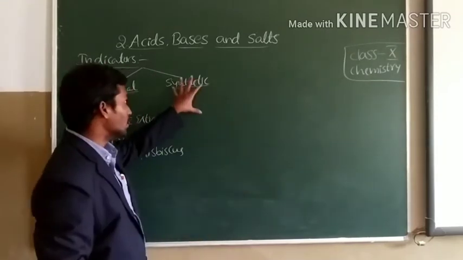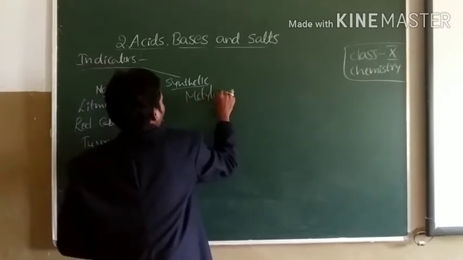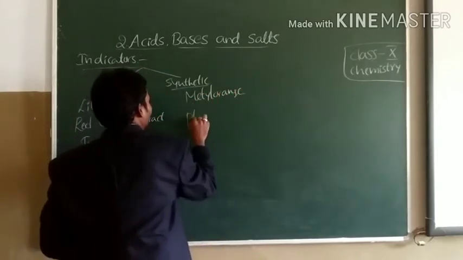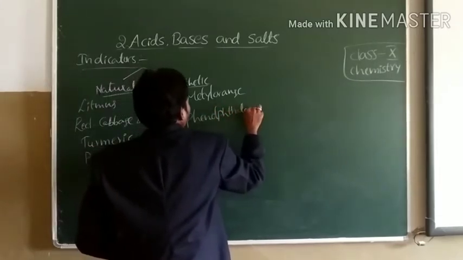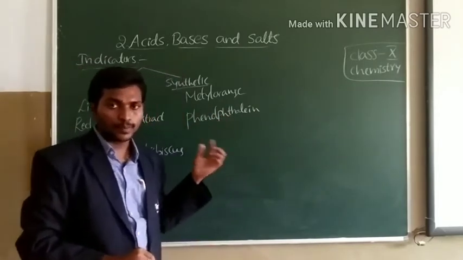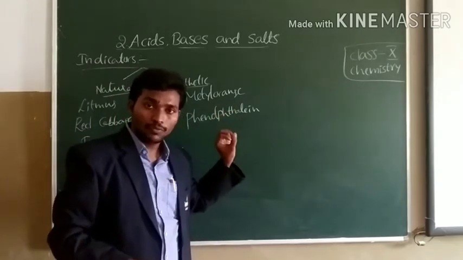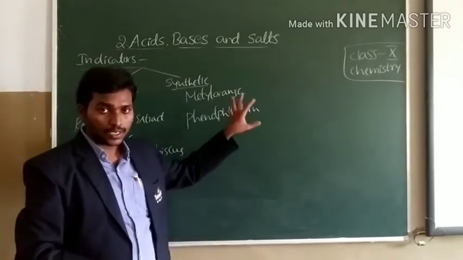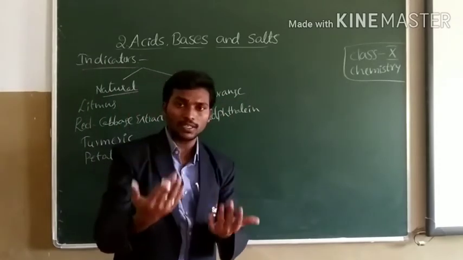Let's come to artificial indicators, synthetic indicators. Methyl orange and phenolphthalein. These two are important acid and base indicators which we mostly use in the laboratory. By using them, we can identify the nature of the substance because methyl orange as well as phenolphthalein show different colors in different media.